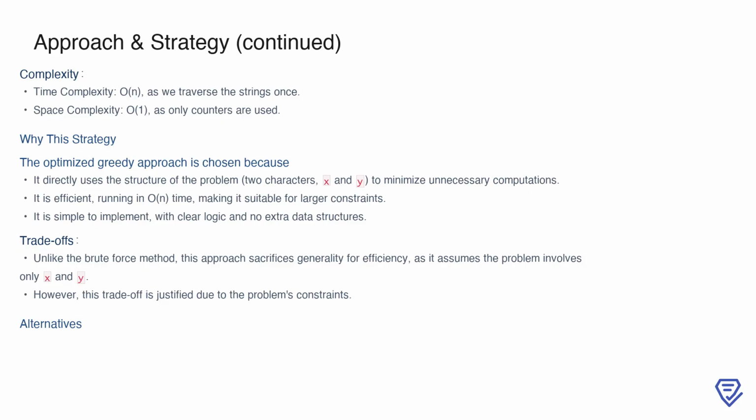A key trade-off is that this approach is tailored specifically for problems involving exactly two distinct characters. While it sacrifices generality, this trade-off is justified given the constraints of this problem. The simplicity and clarity of the approach make it both easy to implement and highly efficient.